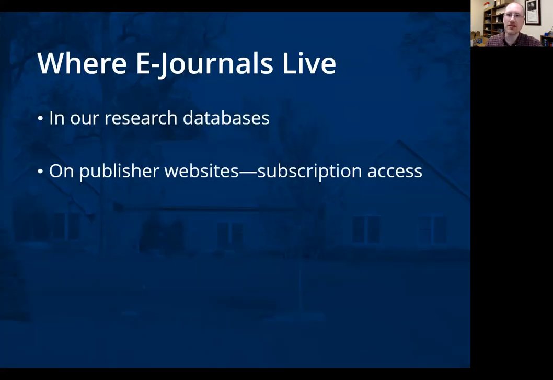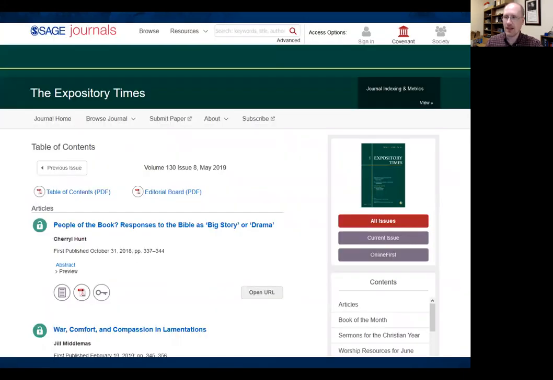We also have eJournals on publisher websites through eJournal subscriptions. That would look something like this. You may see that access is provided through Covenant, and that the articles will be unlocked for your access when you access it through the library. If you were to access this just through the publisher website without going through the library, those articles would be locked because you don't have a subscription yourself, but when you go through the library, they are unlocked for you.